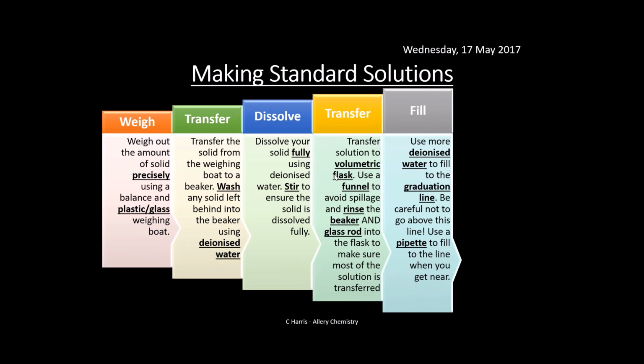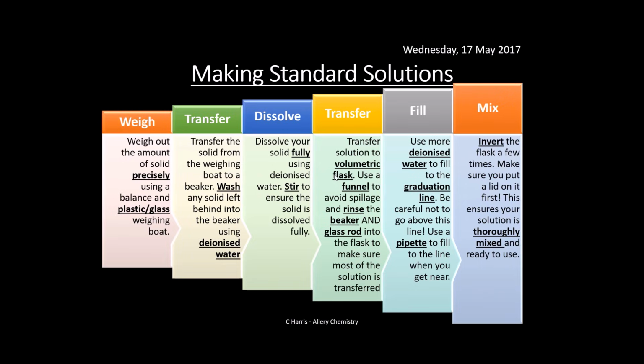Then we fill it, using more deionized water again, to the graduation line, a fine line in the neck of the volumetric flask. Don't go above the line. You've got to be really careful. Use a pipette when you get close to that line, drop by drop. Going over that line means you've diluted your substance more than you think you have, and that will give you inaccurate results.